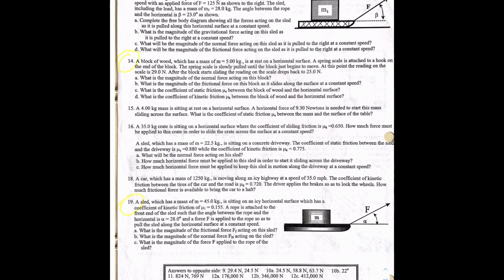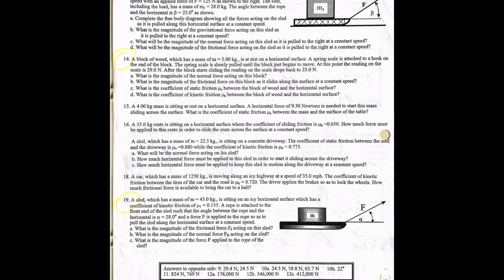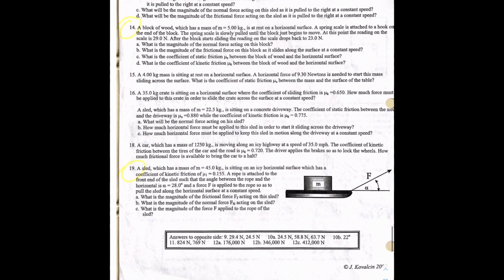surface. A spring scale is attached to the end of the block. The spring scale is slowly pulled until the block just begins to move. At this point, the reading on the spring scale is 29 newtons. After the block starts sliding, the reading on the spring scale drops to 23 newtons. First question here is what is the magnitude of the normal force acting on this block?